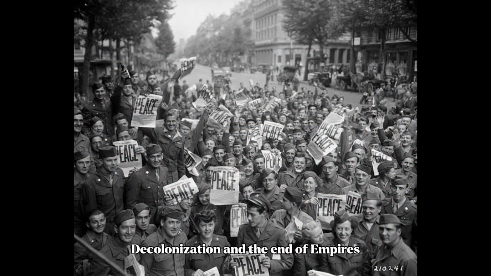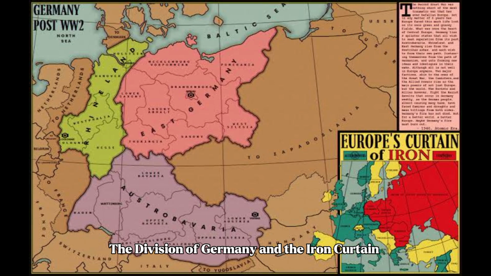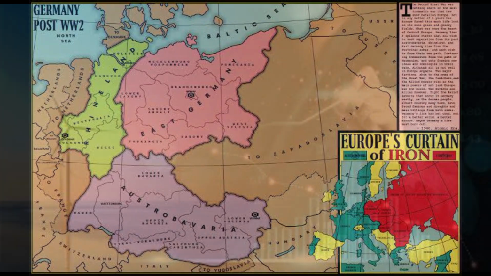World War II weakened European colonial powers, leading to independence movements and new nations and conflicts. The struggle for independence led to civil wars and regional conflicts such as the partition of India and Pakistan. Fourth, the division of Germany and the Iron Curtain. Germany was divided into East Germany, Soviet controlled, and West Germany, US backed.